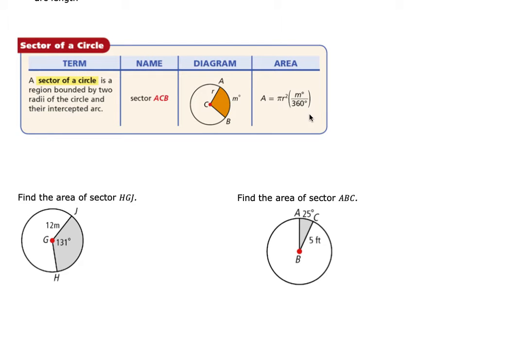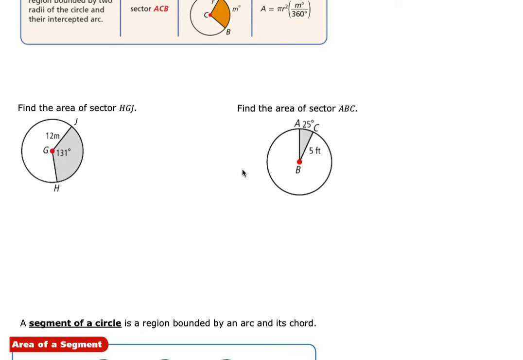Okay, so as you know, area of a circle is pi r squared. And then we're just multiplying it by the number of degrees divided by the full 360 degrees. So this isn't even too difficult to memorize if you needed to memorize it. So the area of sector HGJ, we'll have pi r squared. So I'm going to take 12 squared times pi, and then I'm just going to multiply it by 131 degrees over 360 degrees. And I'm just going to throw that into my calculator.